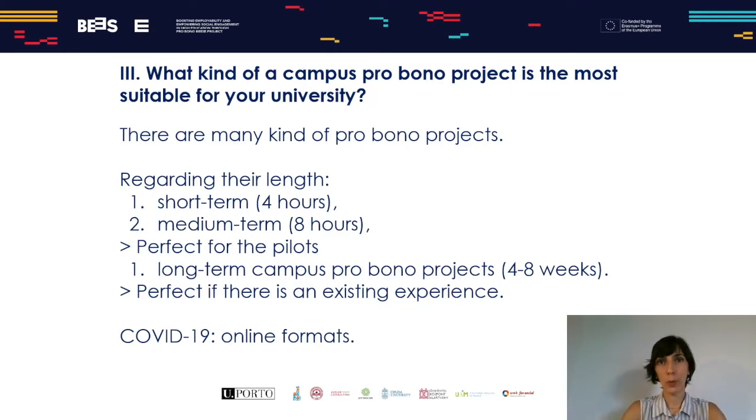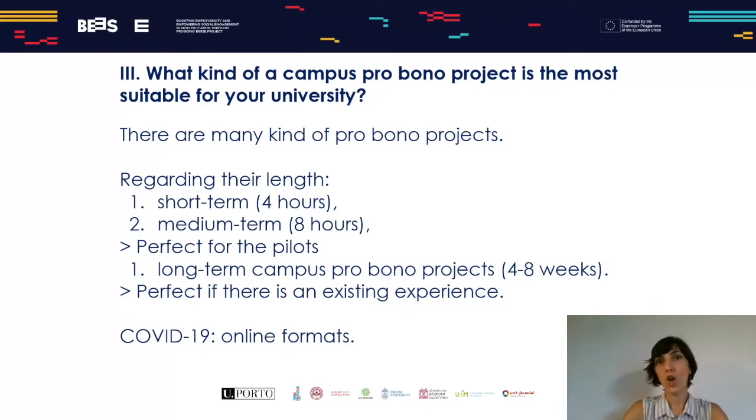The medium-term campus pro bono project shares the same dynamic as the short-term, but instead of working together for a half day, the volunteers and the non-profit coordinators come together to work for a whole day. The reason for that is because the identified challenge is larger and it needs more time to be tackled. Both projects are perfect for those universities that have not experienced this kind of projects, and also for those universities that have some difficulties in engaging their students in longer projects.